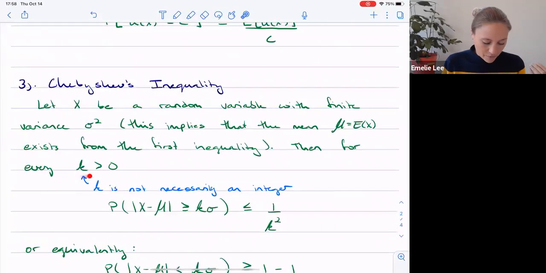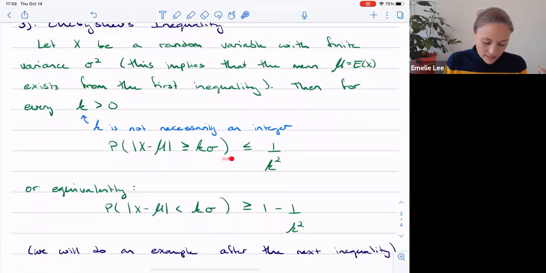So then for every k greater than 0, k is not necessarily an integer in this case, and I'm going to emphasize that by using a k that's not an integer, then we can have this weird probability. So the probability that the absolute value of x minus mu is greater than or equal to that constant k times sigma is going to be less than or equal to 1 over k squared. That sounds weird, and that's why I want to do an example to show you what it means.